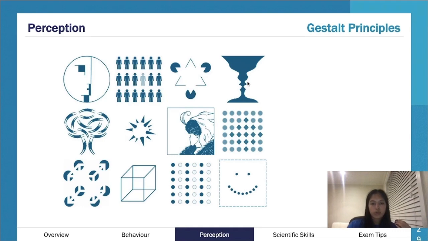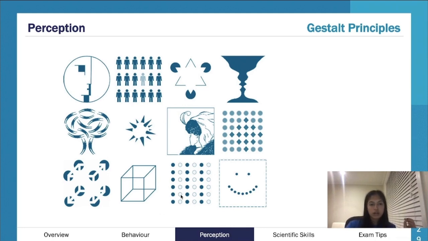The other one was proximity. Looking at this here, you can make out that it's a cube because, this could almost be closure as well, but this idea of proximity is that you group things that are closer together, and then you can perceive a picture like that. Maybe like this as well, these are closer together, and then you can perceive a smiley face. That's the idea of proximity.